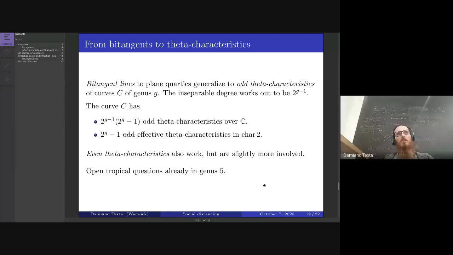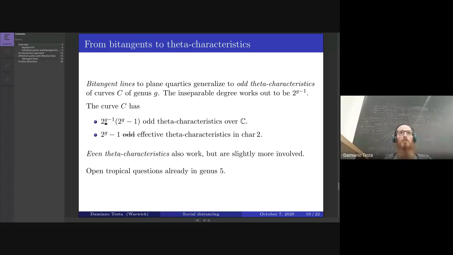So now the statements that we made about bitangent lines can be generalized very quickly to all the theta characteristics on curves of genus g. In that case, the theta characteristics correspond to hyperplanes that are tangent at g minus 1 points to the canonical curve. So you can see that there are g minus 1 points of multiplicity 2, and so you imagine there is going to be a factor of 2 to the g minus 1 between the complex count and the characteristic 2 count. And that's exactly what happens.